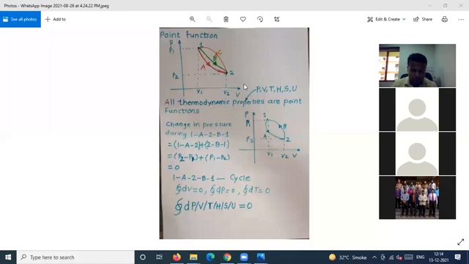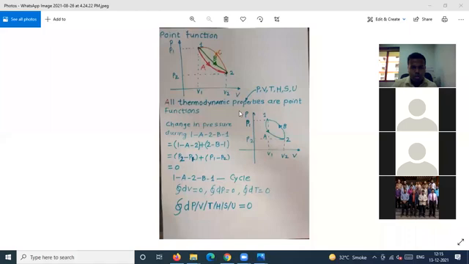Here, all of you, see. When I move from point number 1 to point number 2, I can move through path A or through path B or through path C. Now you understand, when you plot any process on a PV diagram, the area below that process will give you the magnitude of work done.